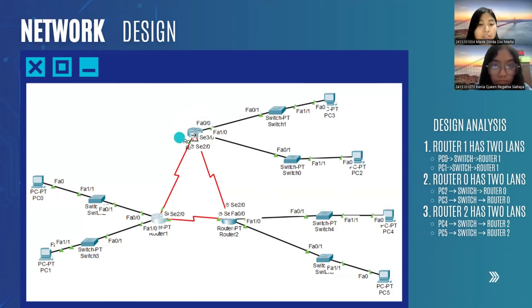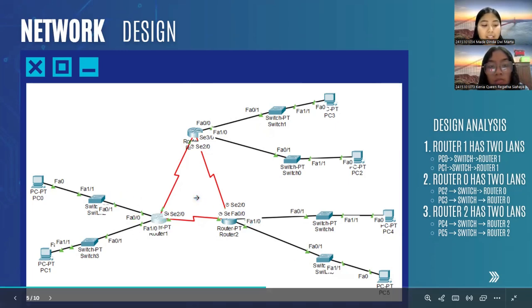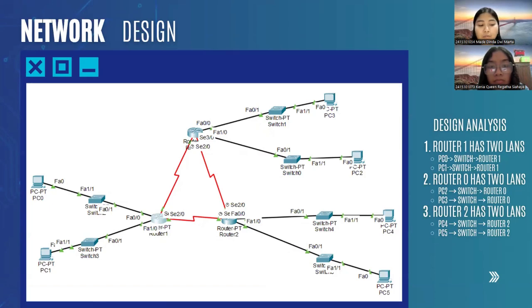Okay, here is our network design. It uses three routers, and each router has two LAN segments. This design forms a full mesh topology between routers, which increases reliability and ensures multiple communication paths. In the design analysis, router 1 handles two LANs, router 0 also handles two LANs, and router 2 handles two LANs.